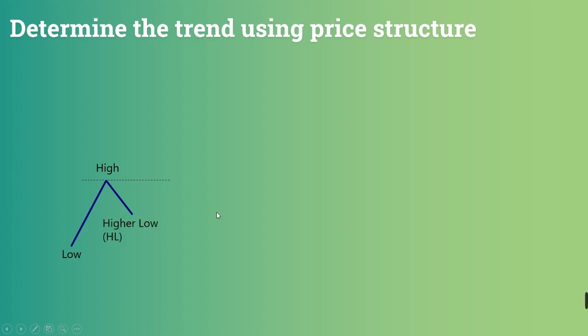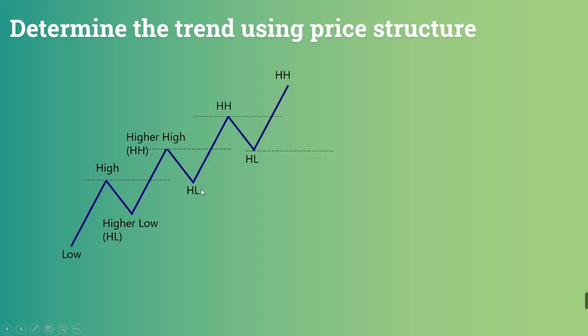And this is something we call a higher low, or HL for short. Once the price moves beyond the high over here, it creates a higher low, HL. Then of course the price keeps making higher highs. The next level will be a high, then it retraces to a higher low, higher low, high. So this is the basic way we determine a trend, an uptrend, a bullish trend.